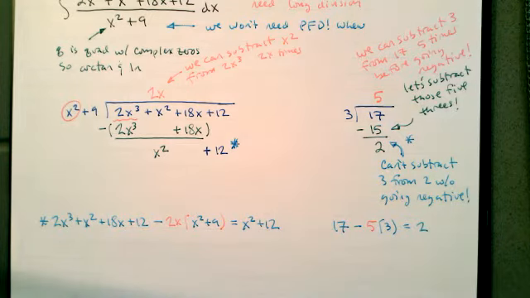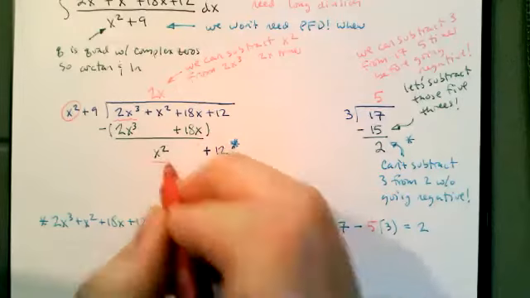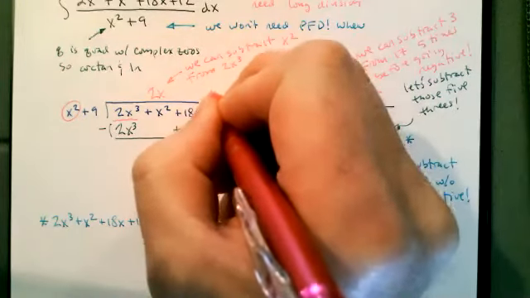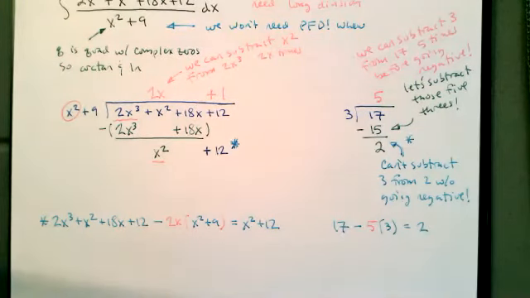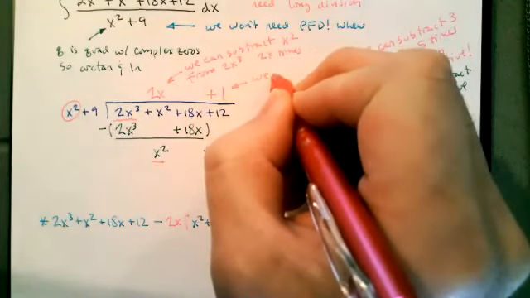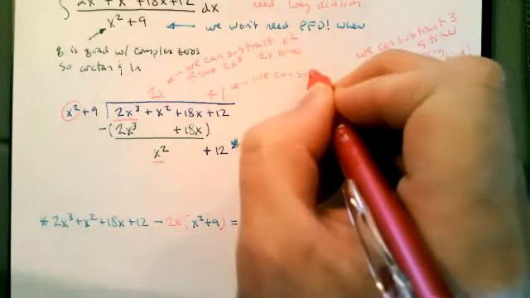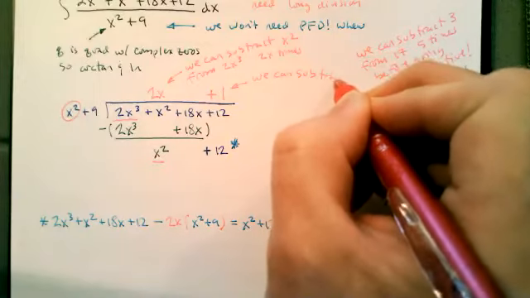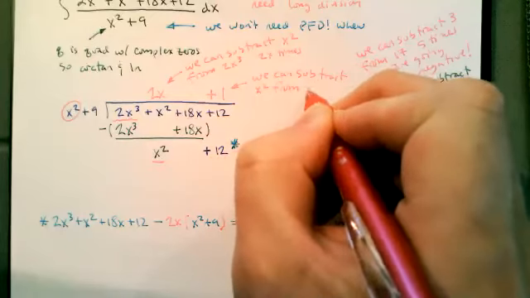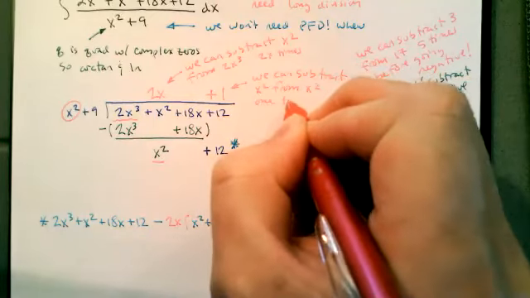But in my polynomial example, I can subtract some more times. I can subtract an x squared from an x squared. And I think, how many times can I do this? I can do this 1 time. We can subtract x squared from x squared one time.